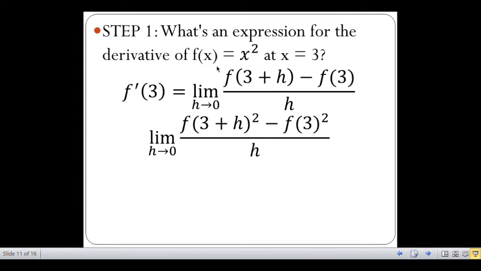We have f of x equals x squared. Therefore, we have squared here, okay? Then minus f of 3 squared. Same thing, there is a squared here because our x is squared. Therefore, we have squared here. Okay? So, baka malito kayo. And then, over h.